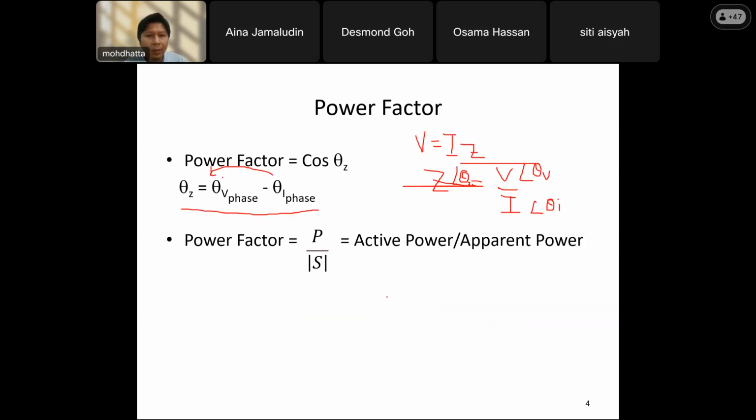And other than that, the power factor can also be calculated using this equation, P divided by S. Remember that this S should be the apparent power, or the magnitude of our complex power, and P always as a positive value. And actually, I should put it this way as well, the magnitude of our active power.